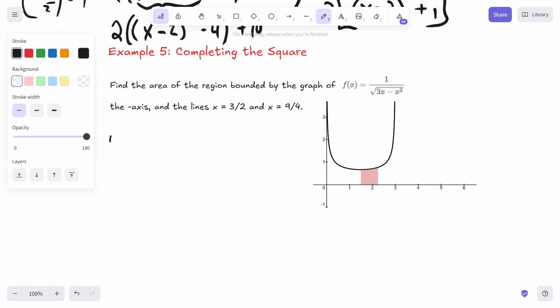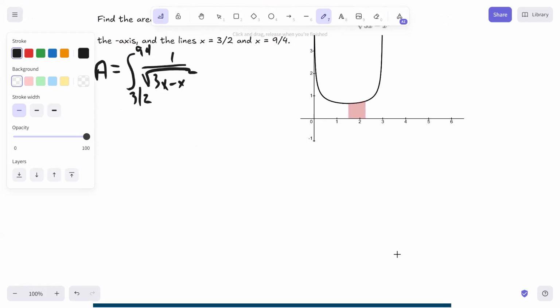All right. So the area, let's get going here, can be represented by the integral 3 halves to 9/4 of 1 over square root 3x minus x squared. Okay. Now we're going to complete the square in the denominator. So let's do some work on this side here to look at this.